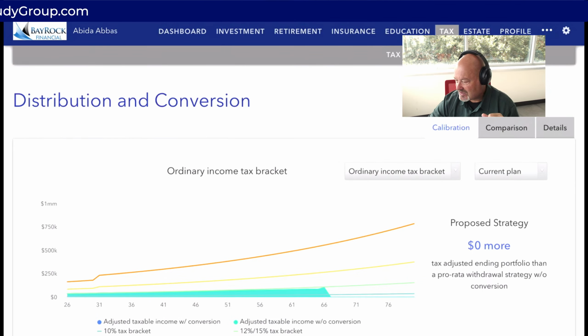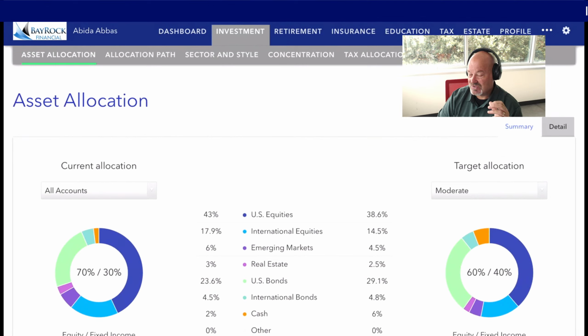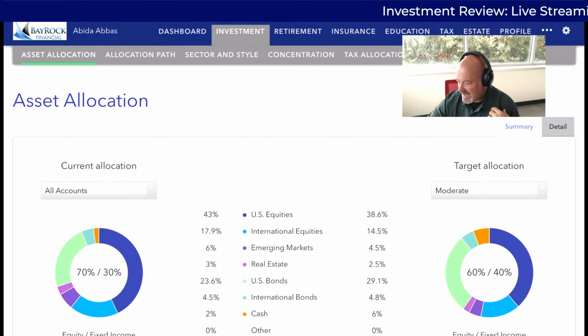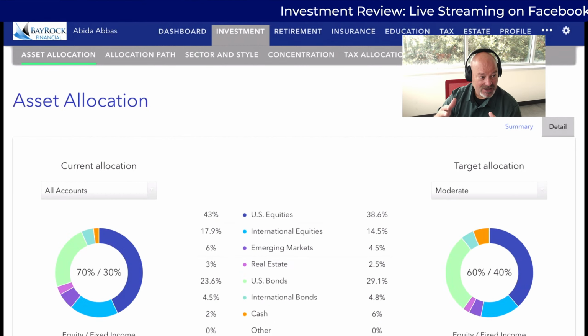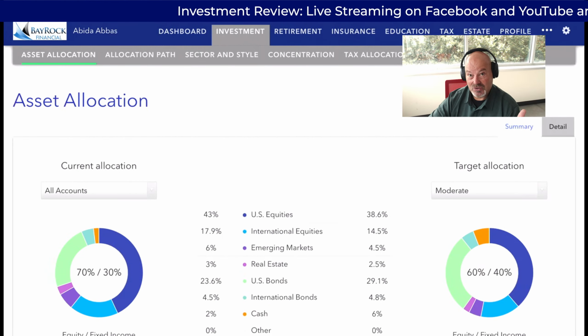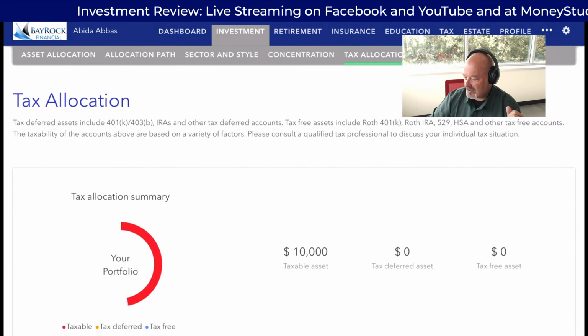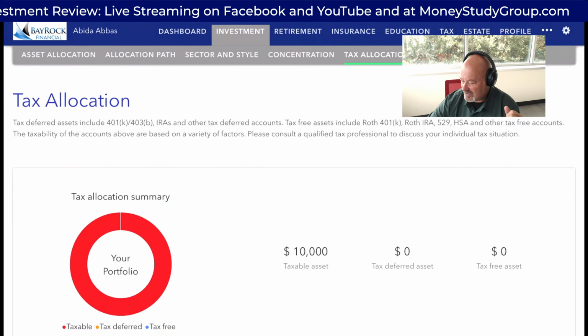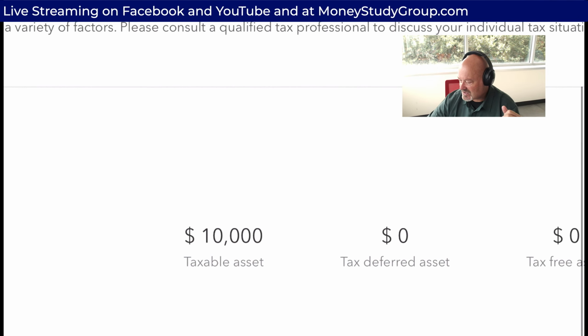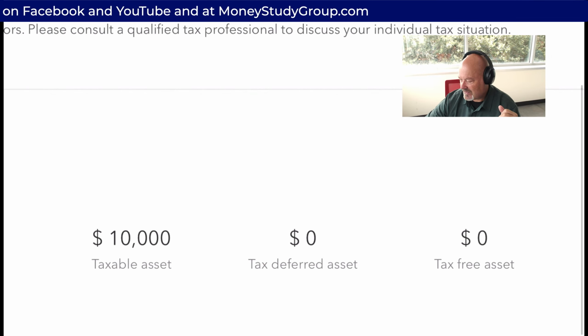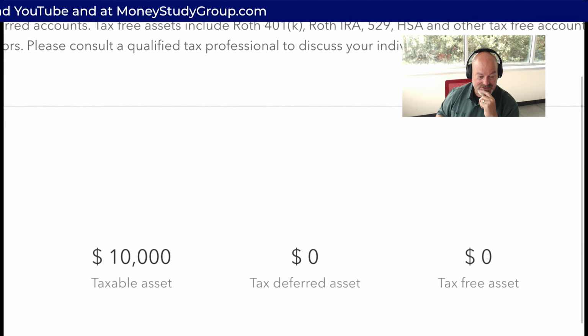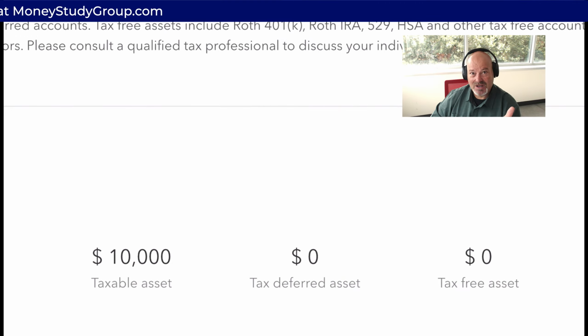So anyway, back to investments. This is what you're going to be doing in your plan. I'm in investments, and you can see that's just like what you should see in your plan. You go to tax allocation and you'll see here that you've got taxable asset, tax deferred asset, tax free asset. So that's what I want to cover for just a few minutes as I show you these different buckets.